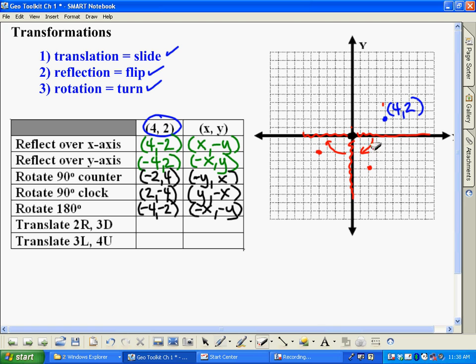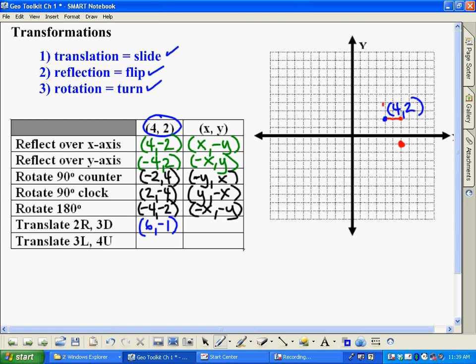Alright, so our final transformation is what we call a translation or a slide. So we'll take this point 4, 2 and go 2 to the right. So 2 to the right would be to right here, and then we'd go 3 down. 3 down would be down to here. So this point right here would be our new point, and that would be at 6, negative 1.